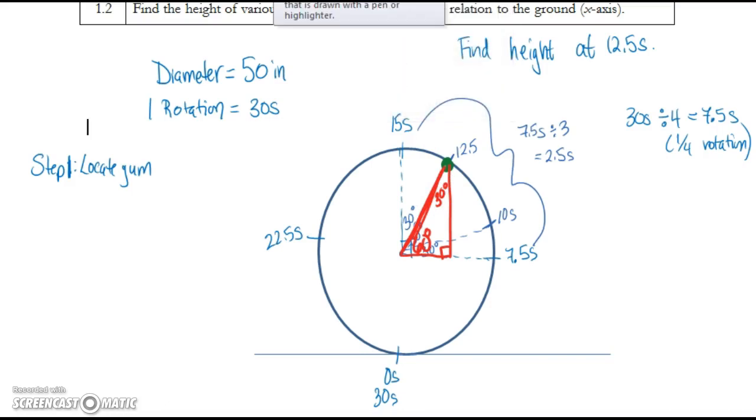Furthermore, since the diameter of the wheel is 50 inches, the radius is 25. Now going back to standard 1.1, we can find the other two legs of our triangle because we know one side is 25. 25 is the hypotenuse of our triangle, so 25 is equal to the 2x side of our triangle. So now step 2 here in our process, after we've located the gum, is to sketch in the triangle with its measurements.